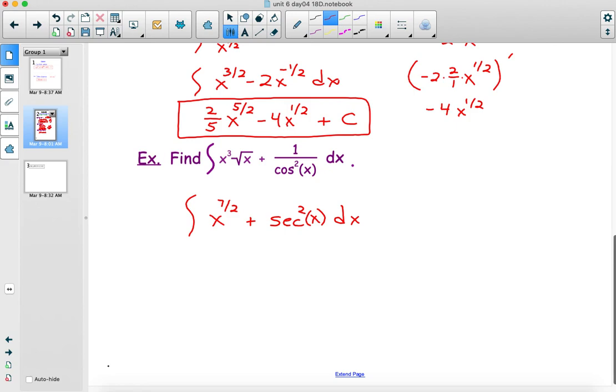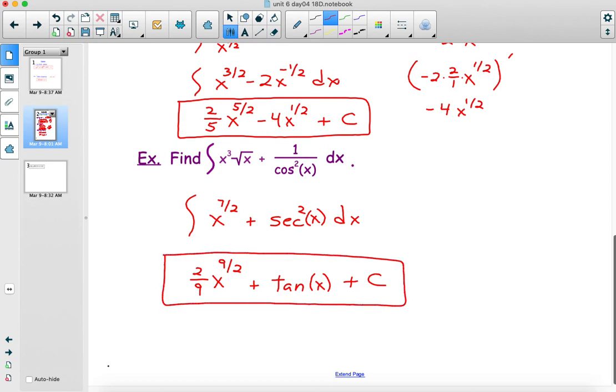Okay, so what's the antiderivative of x to the 7/2? Well, if I add 1, that becomes x to the 9/2. But when I take the derivative, I don't want that 9/2 in front, so I'm going to offset the 9/2 with a 2/9. Now when you differentiate that, you'll get 1x to the 7/2. And what about secant squared? Well, if you remember your derivatives, the derivative of tangent is secant squared. So that's just tangent of x. And once again, don't forget plus any constant. So those family of functions all have the derivative equal to x to the 7/2 plus secant squared x.